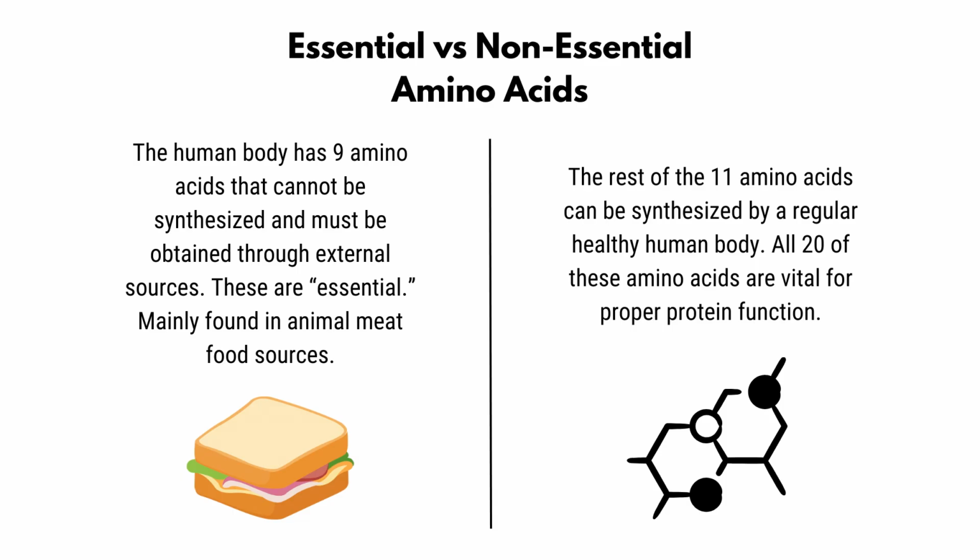Now, within the human body, there are 9 amino acids that cannot be synthesized on its own. It needs to be obtained through external sources, and these are called essential amino acids. Now, when they say essential amino acids, they don't mean that the other 11 are not essential. It just means that these are essential to be consumed through other sources.